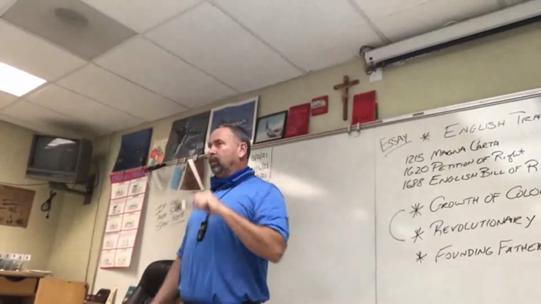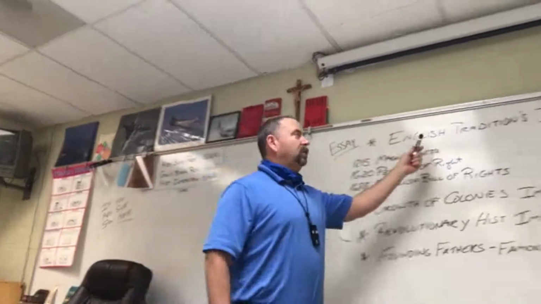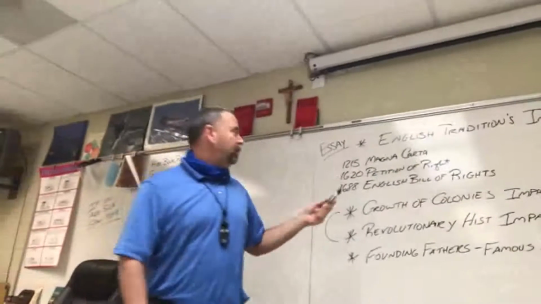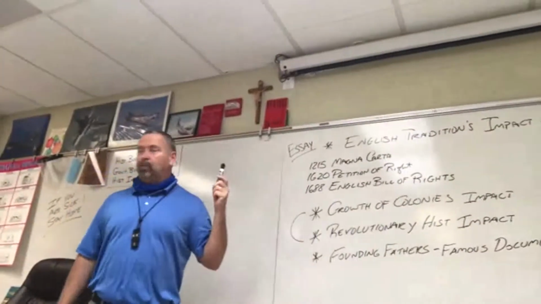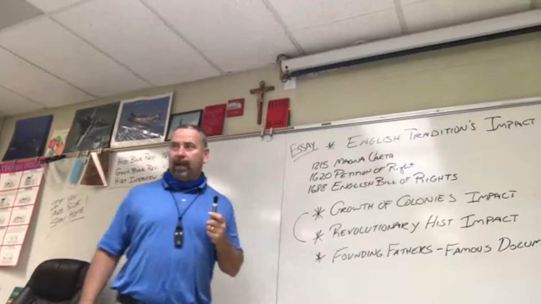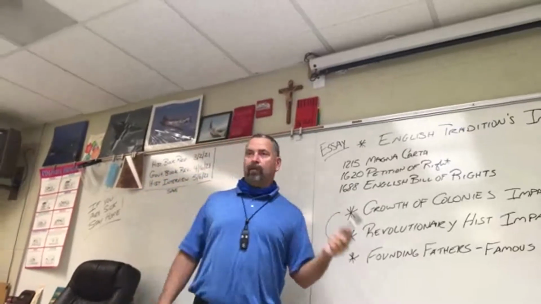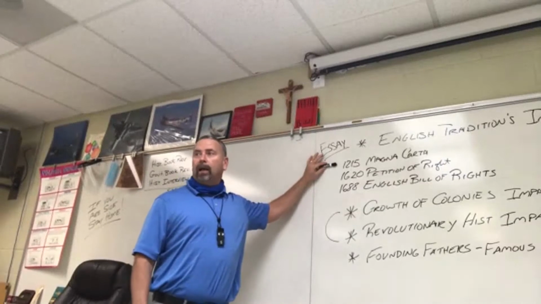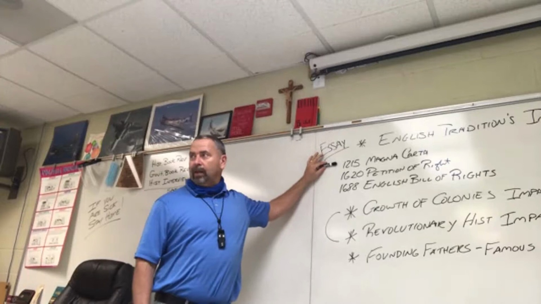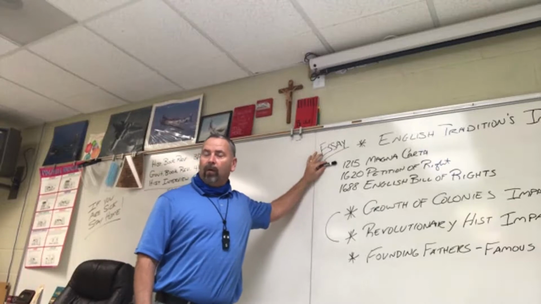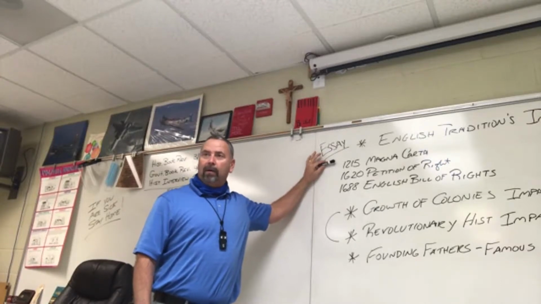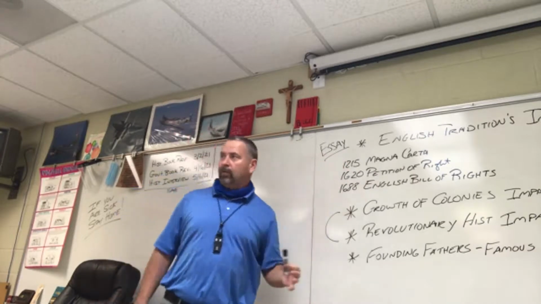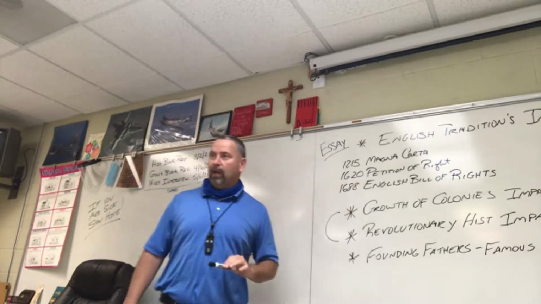You're going to go through that grid, and you're going to mark off things that you find in that Constitution, okay? What we're looking at here is the English tradition's impact on our government. So these are the 3 English constitutions, starting with the Magna Carta, the Petition of Right in 1628, and the English Bill of Rights in 1688.